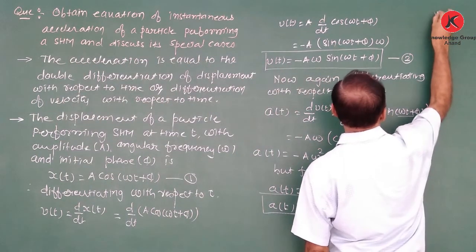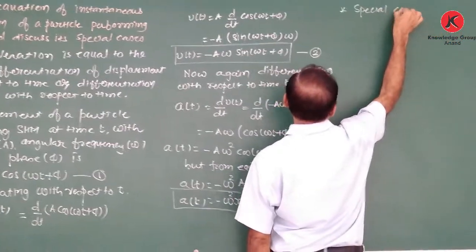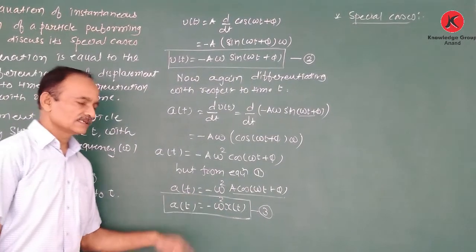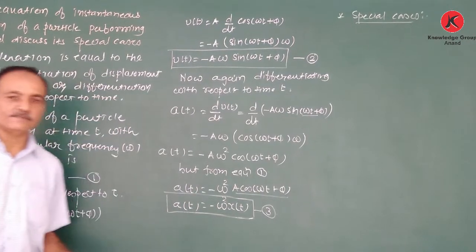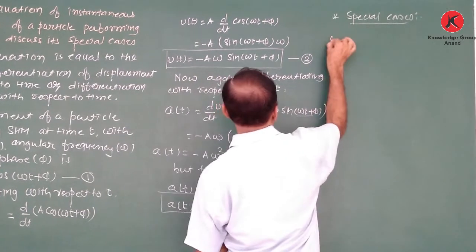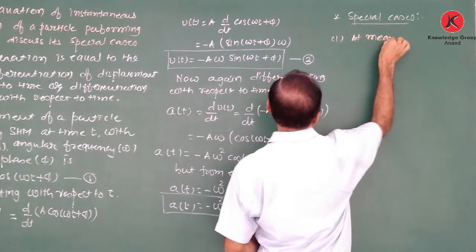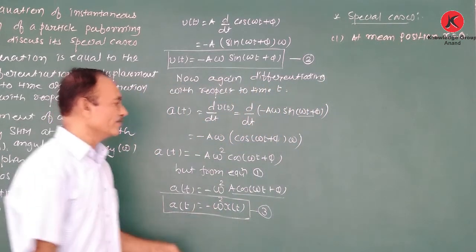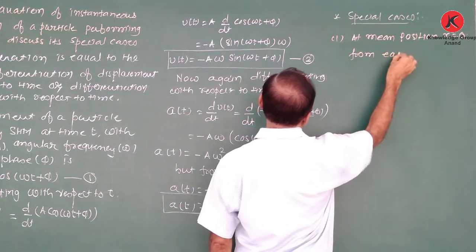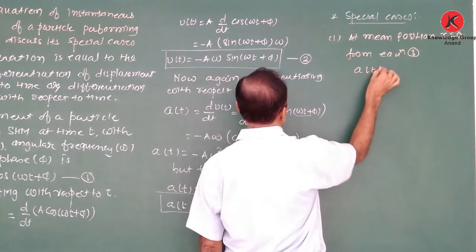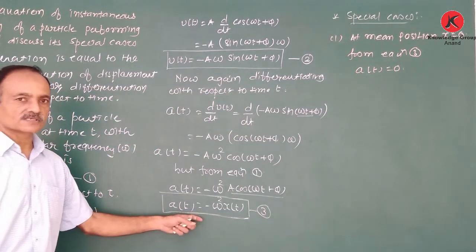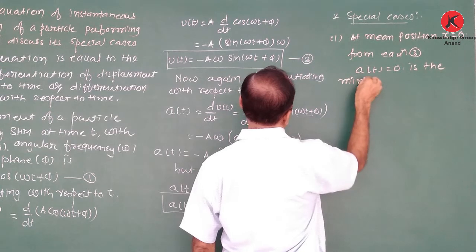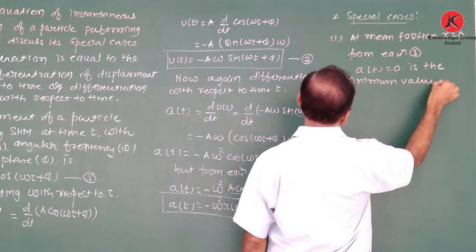So here we substitute the value of x at the mean position and also at the extreme point. First case is at the mean position. That means x is equal to 0. Therefore, from equation 3, the acceleration a(t) is equal to 0. Acceleration equal to 0 at the mean position is the minimum value of acceleration.